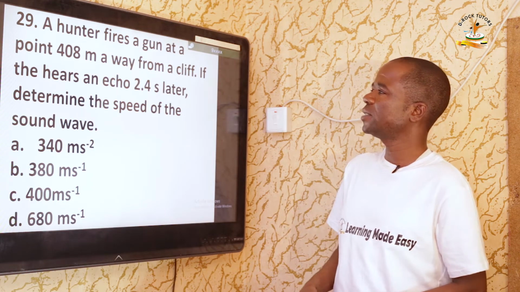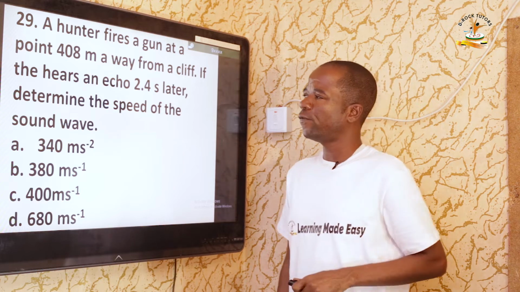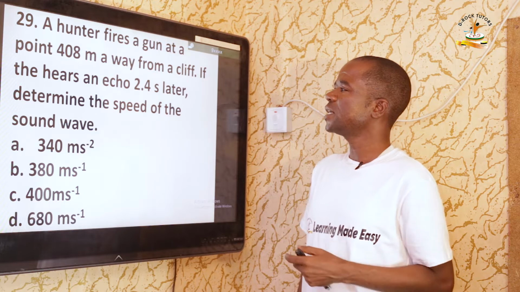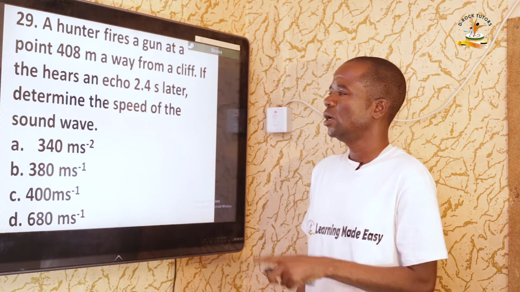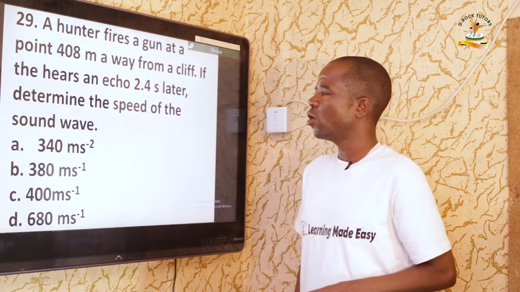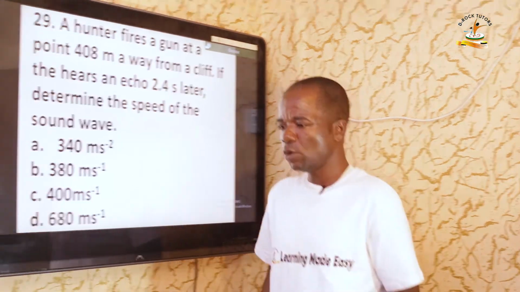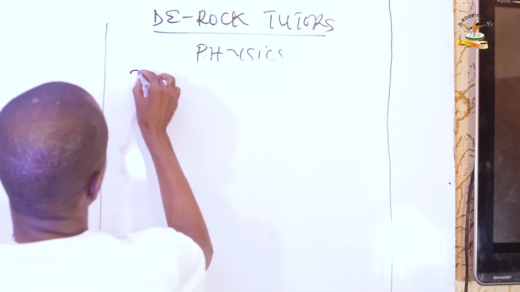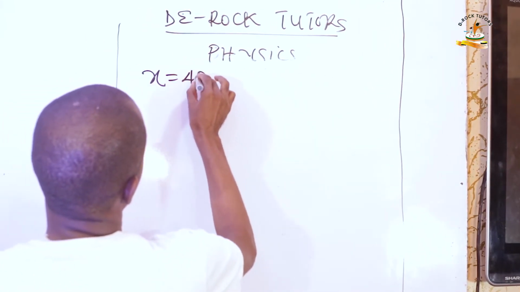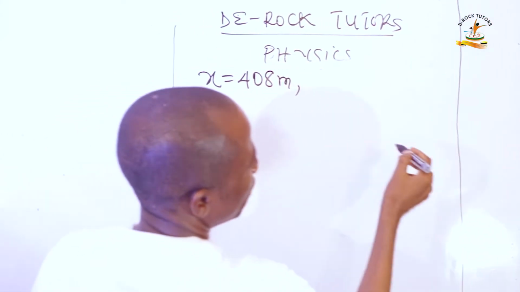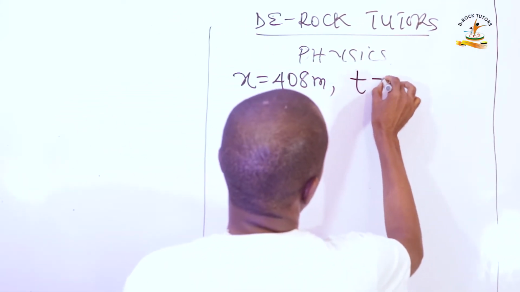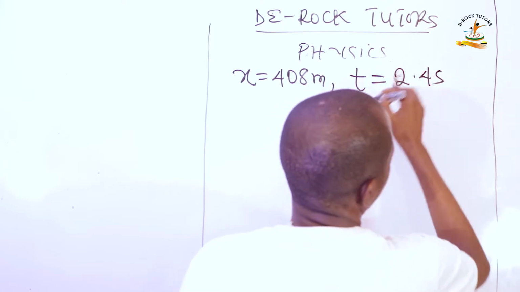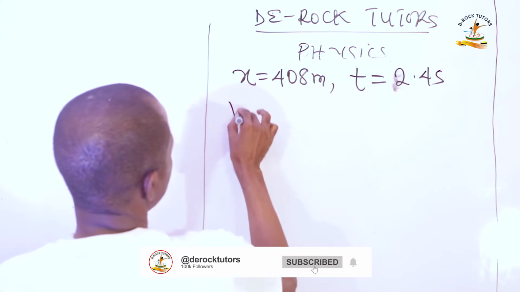A hunter fires a gun at a point 408 meters away from a cliff. He hears an echo 2.4 seconds later. We are to determine the speed of the sound wave. Let's take a look at the board. We have been given the distance, that's x, that's 408 meters. We have also been given the time the echo was heard, which is 2.4 seconds. Then we are to find what the speed will be.